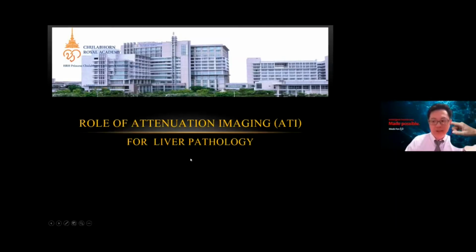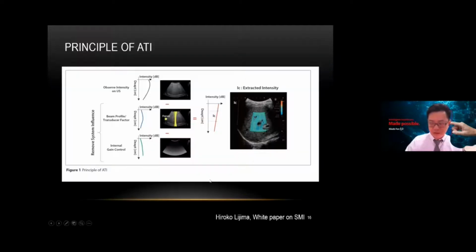And the second application for ultrasound of the liver is attenuation imaging. It's the mode for measuring the fat inside the liver. The principle of ATI is that if you have fatty liver, the fat content will attenuate the sound beam. The more the sound penetrates through the fatty liver, the more the sound weakens. The pattern follows the inverse square law. The deeper the sound penetrates, the more the intensity drops.